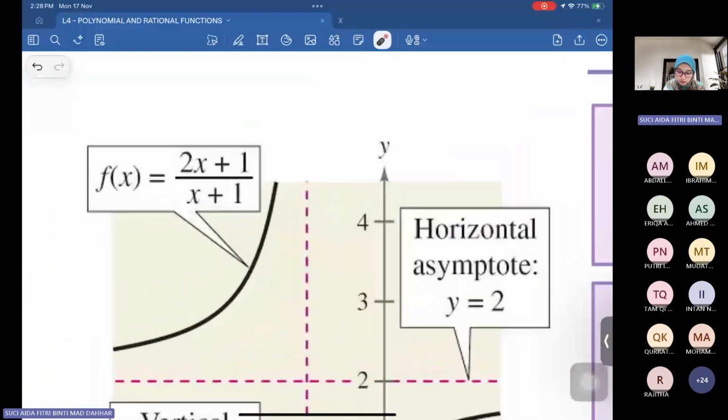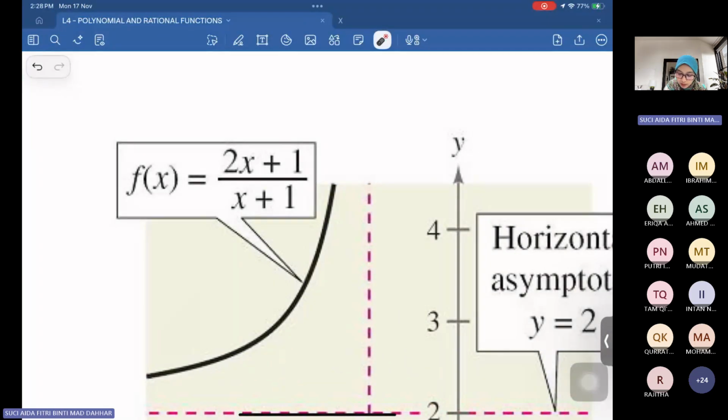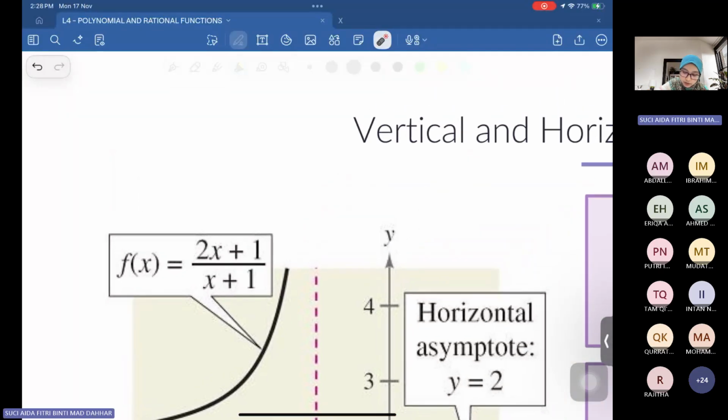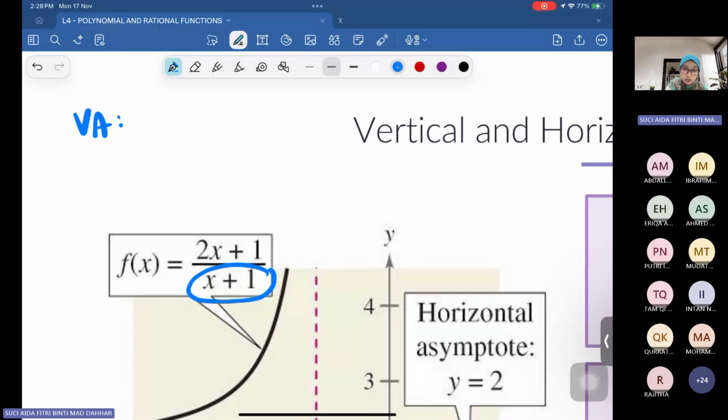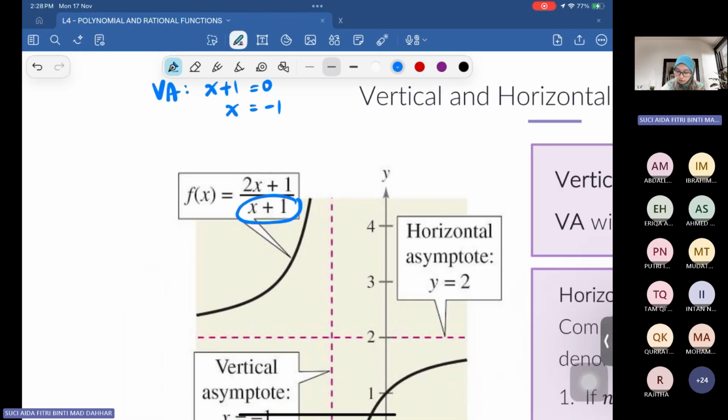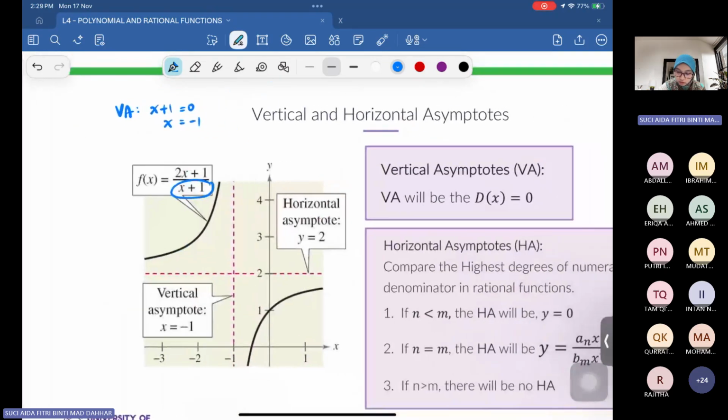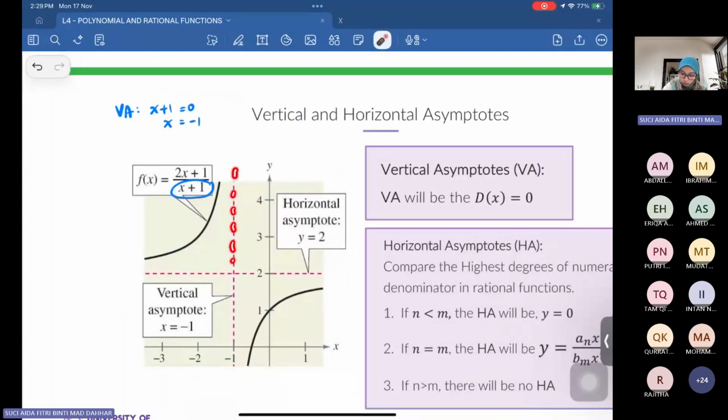Example, let's say we have this function, 2x plus 1 divided by x plus 1. Okay, how do you get vertical asymptote? Vertical asymptote by taking the bottom equals to 0. So if x plus 1 equals 0, then your x is going to be equal to -1. So if you notice, this is already drawn. Observe the vertical asymptote. It is at -1.